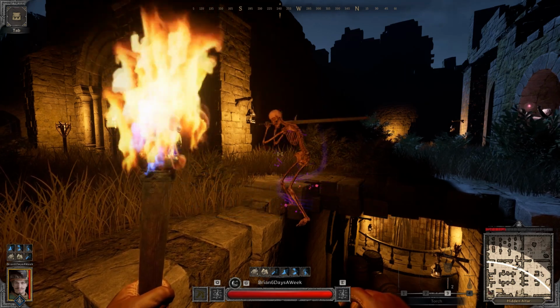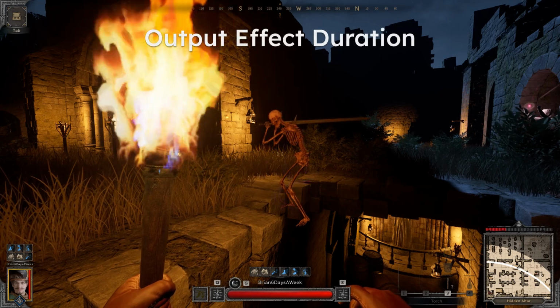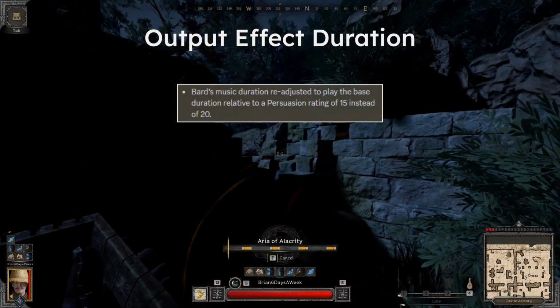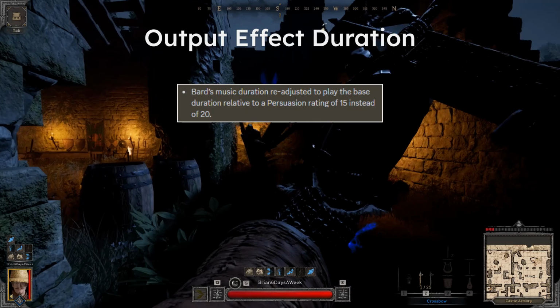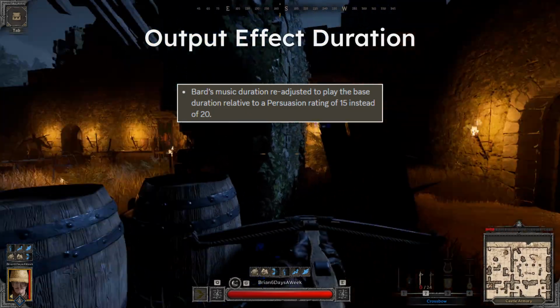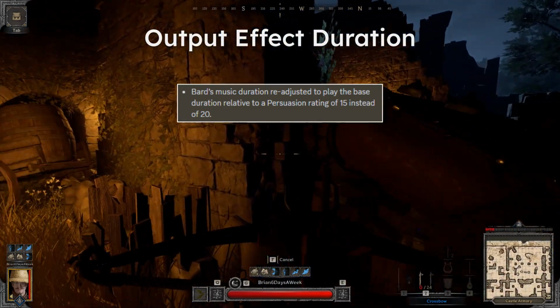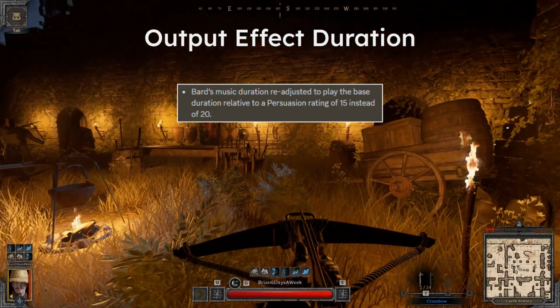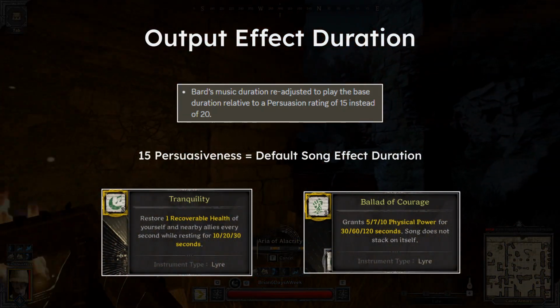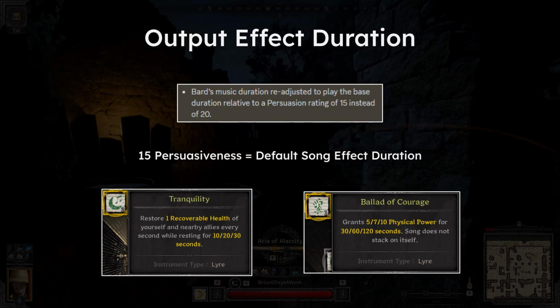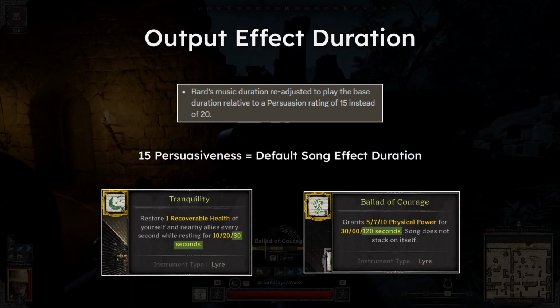Well, to start, let's look at this message from the last balancing patch. It states that the base duration of each song is now based on 15 persuasion. In other words, at 15 persuasiveness or resourcefulness, since we're at the 1-to-1 part of the curve, your song buffs and debuffs last as long as described in the tooltips.